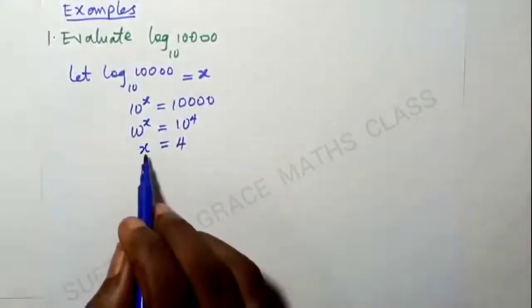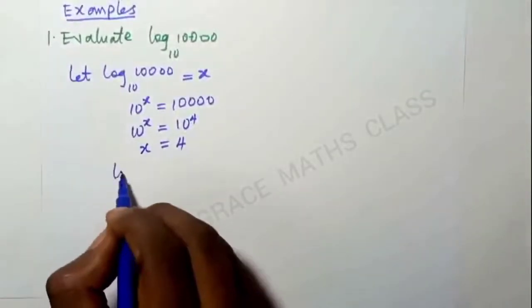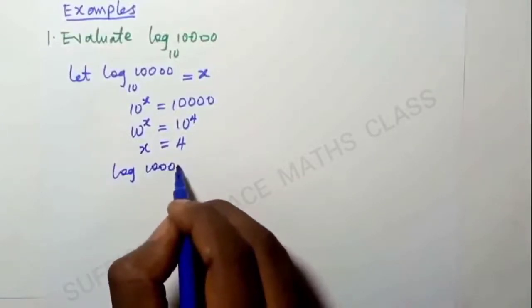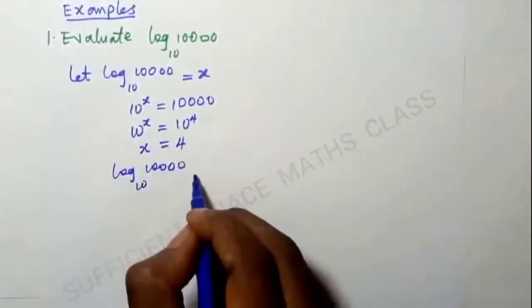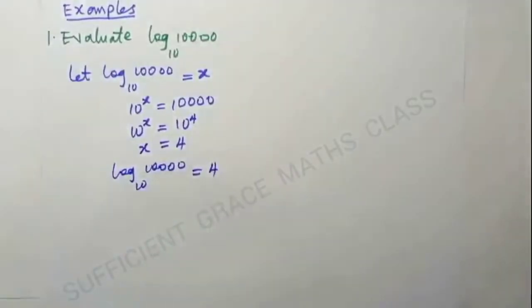Now that we have gotten our x to be 4, it implies that log of 10,000 to base 10 is equal to 4. Example 2.